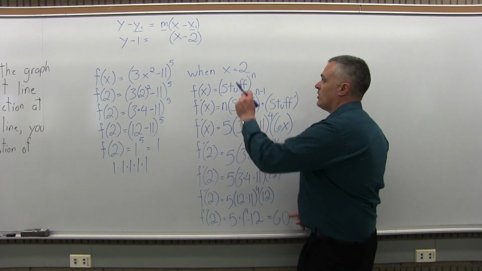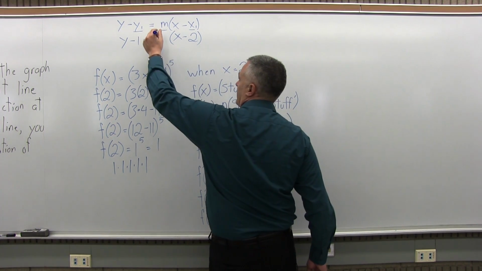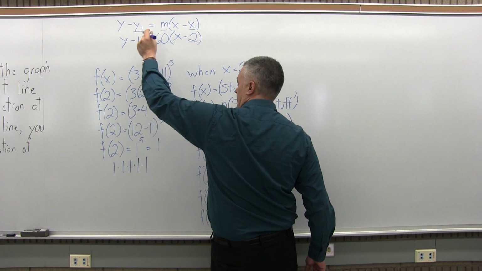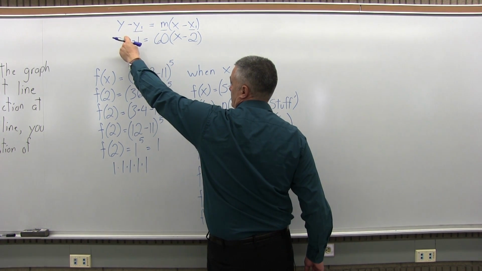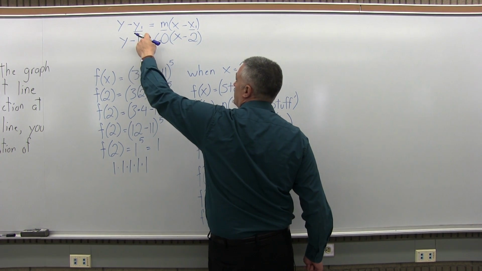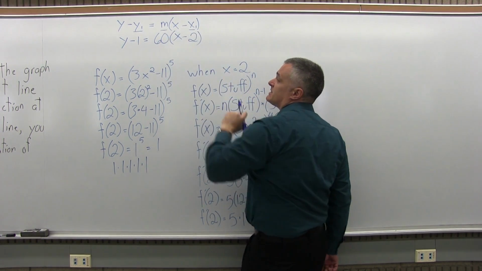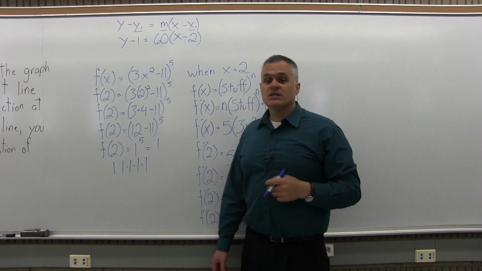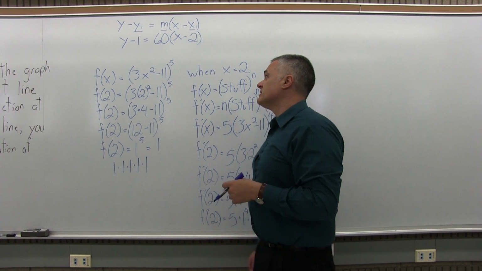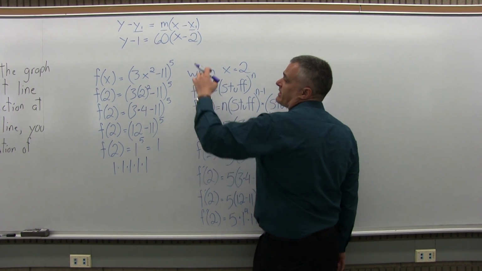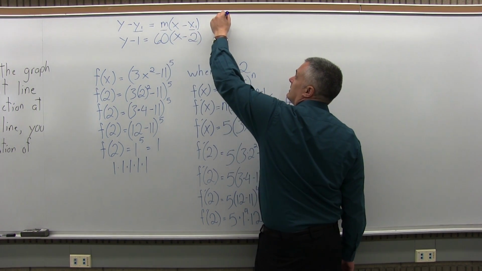So that's the slope when x is 2. That's my m. So the equation of the tangent line is y minus 1 equals 60 times x minus 2. And that is the answer. We can clean it up a little bit to put it into y equals mx plus b form. You don't really have to at this point, but it's easy enough.